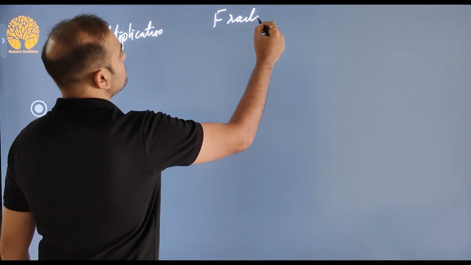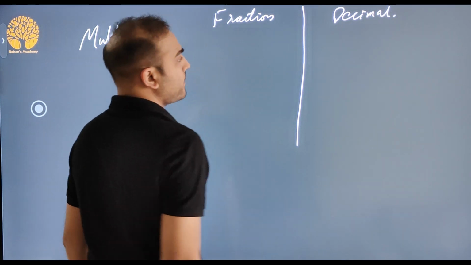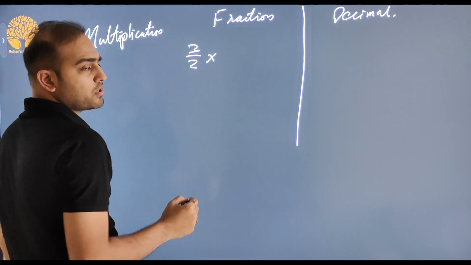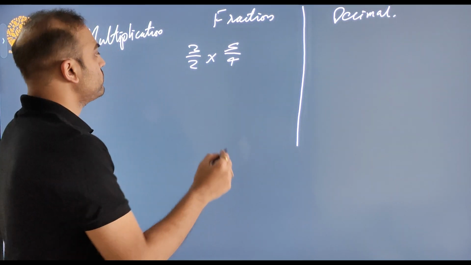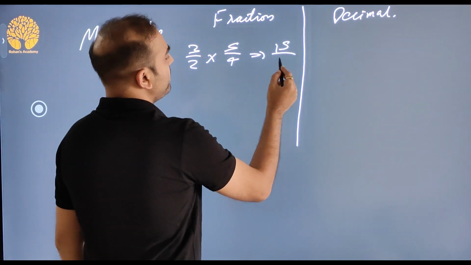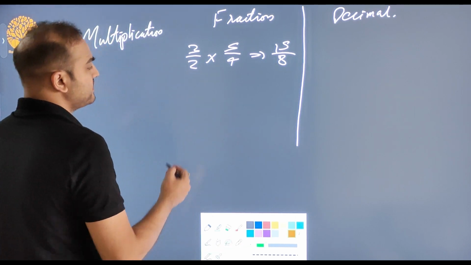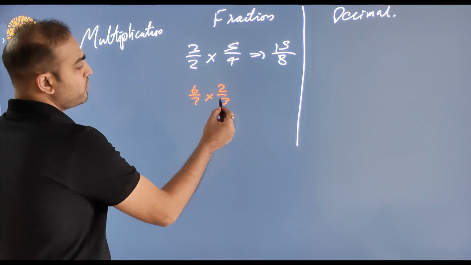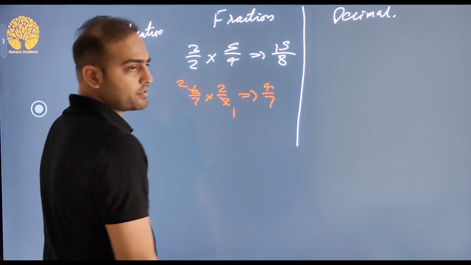Then we have multiplication. Again we have fractions, decimals. So if we have, say, 3 by 2 times 5 over 4, if you're multiplying fractions, just multiply numerator with numerator, denominator with denominator. If there is something that you can cancel, then cancel that. For example, if it was 6 by 7 times 2 by 3, you can cancel 6 and 3 first, and then solve.